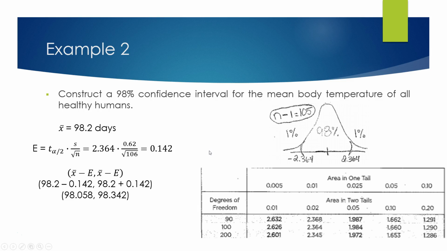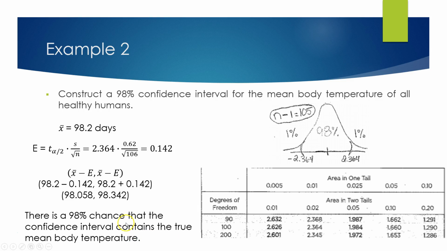When we construct our confidence interval, we get 98.2 minus our error, 98.2 plus our error, which gets us a confidence interval at the 98% level of 98.058 to 98.342 degrees Fahrenheit. So there is a 98% chance that the true value of the mean body temperature falls within our confidence interval.